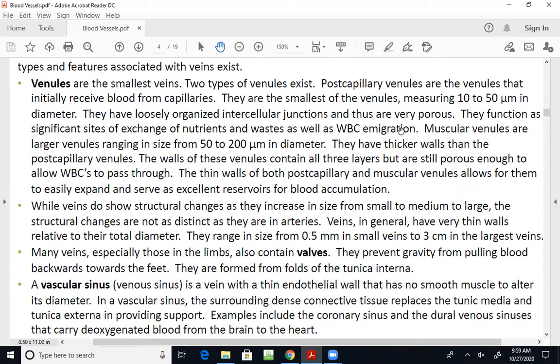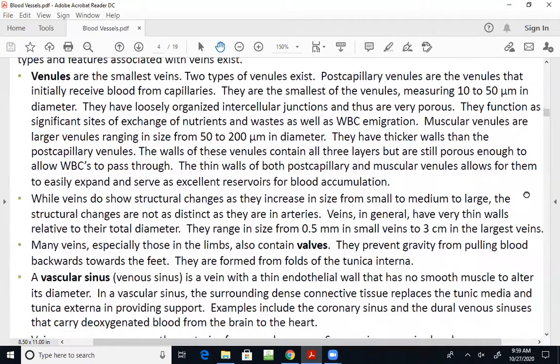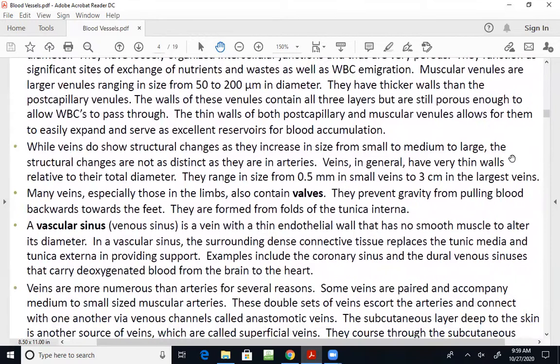And then WBC immigration refers to the movement of white blood cells, WBCs, from our blood. So this is how white blood cells can leave the blood, something that we have to do if we have a bacterial infection somewhere in our body outside the blood.